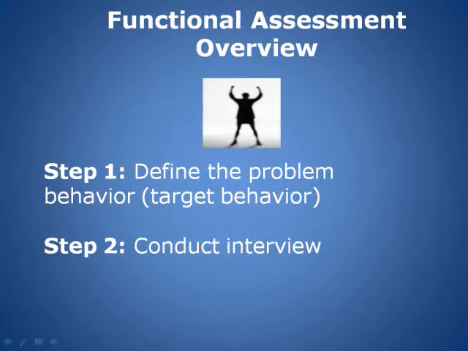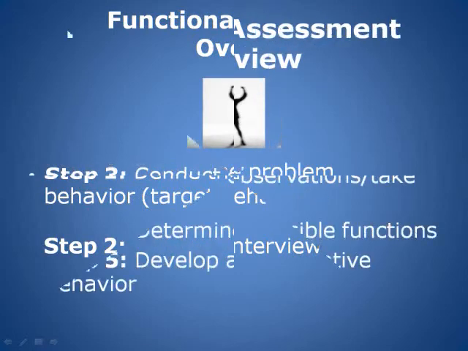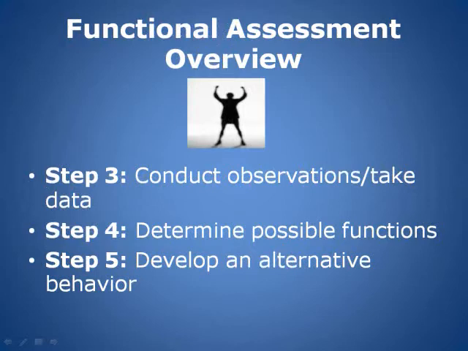It involves 5 major steps: identifying the target behavior, conducting an interview, direct observations, determining function or why, and then developing an alternative.